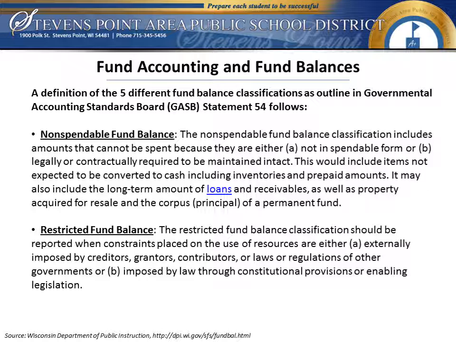There are 5 different fund balance classifications outlined in GASB 54. From most restrictive to least restrictive, they are as follows. A non-spendable fund balance includes items not in a spendable form or are required to remain intact for legal or contractual reasons. A restricted fund balance records items constrained by external entities or imposed by law.